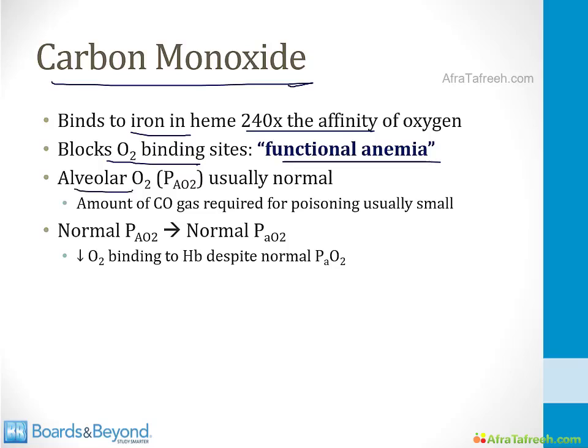The alveolar PaO2 is usually normal. That's because the amount of carbon monoxide gas required for poisoning is very small. It doesn't take up much room in the alveoli, and it leaves the oxygen concentration in the alveoli normal. And when you have normal oxygen concentration in the alveoli, that leads to a normal PaO2, which is the oxygen concentration in the arteries. So these patients can have a normal PaO2, but oxygen is failing to bind to hemoglobin normally because many of the binding sites are blocked.